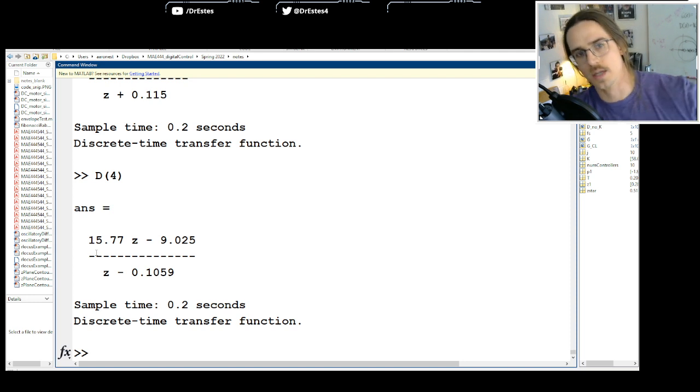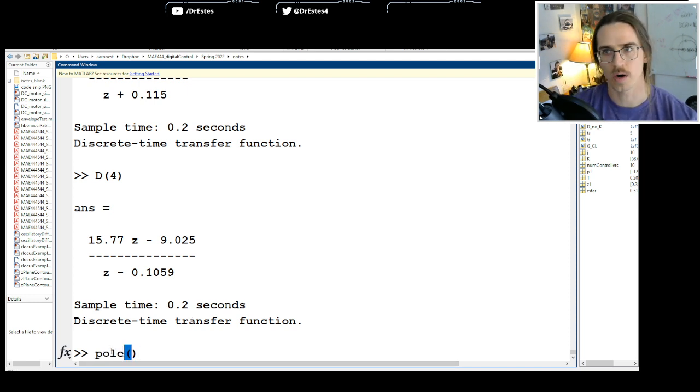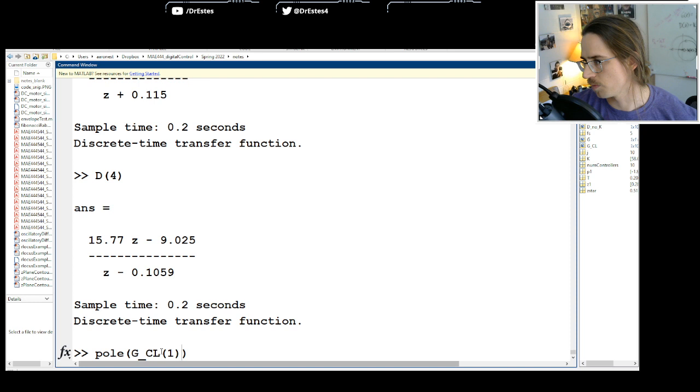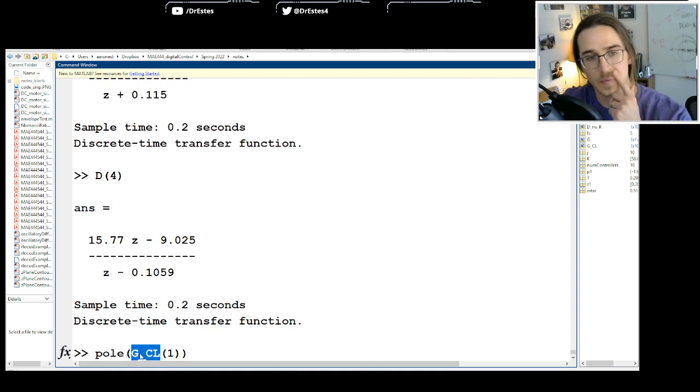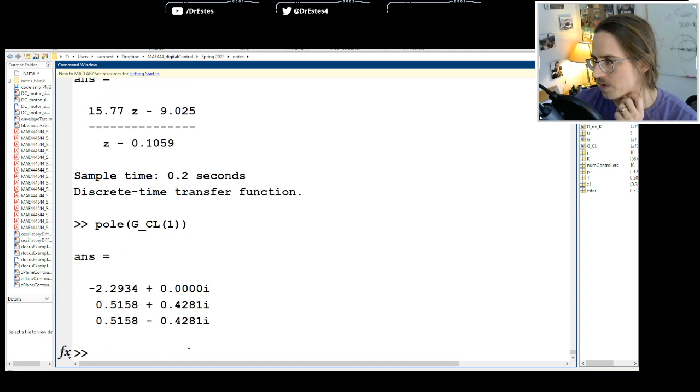So some of these controllers are not going to be good. So the way you can check, we want to look at the closed loop poles. So let's look at the poles for the first controller we made. So I made 10 closed loop controllers. Let's look at the poles from the first controller.